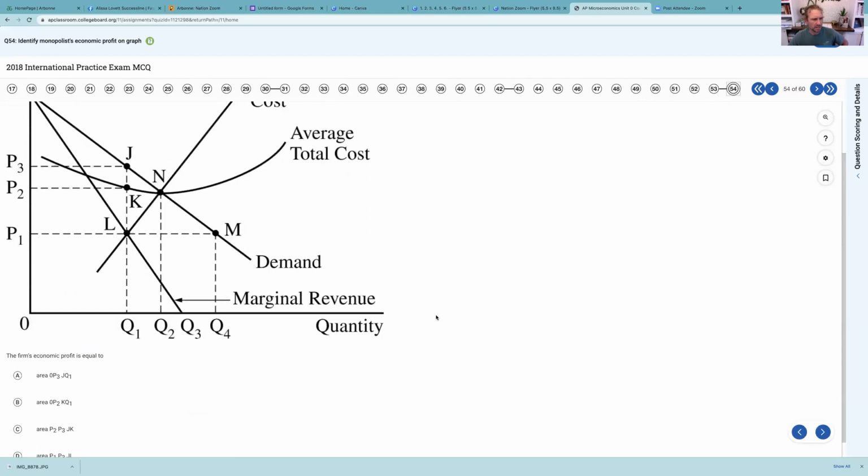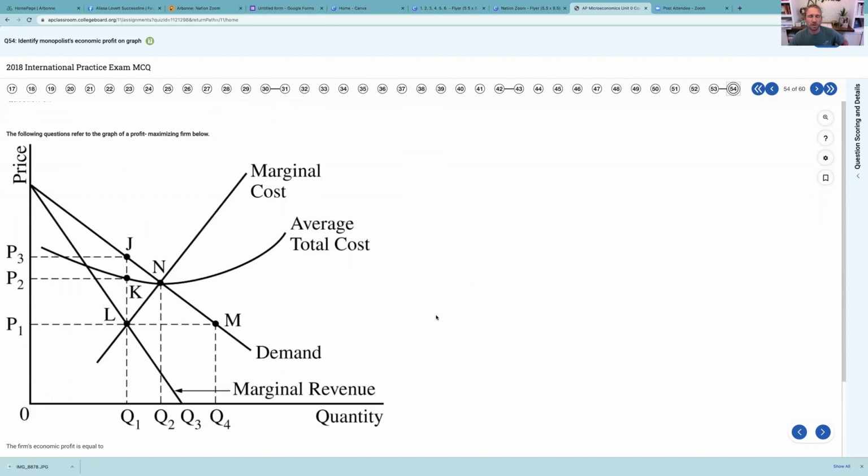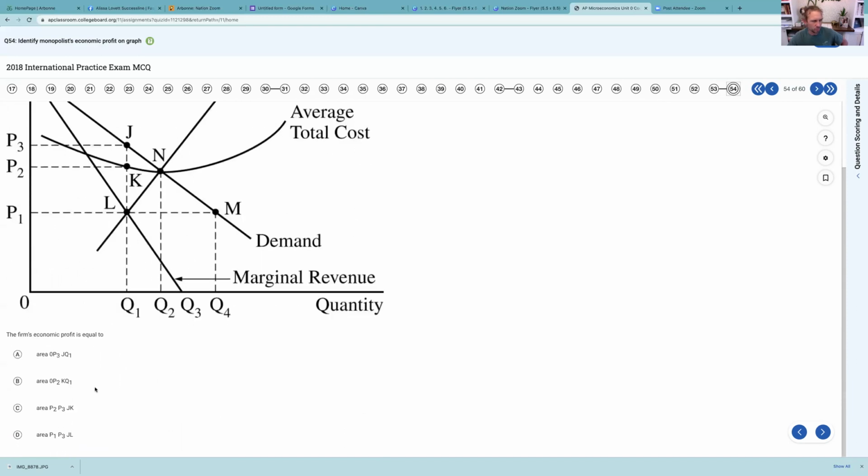Okay, 54, same graph. This says, what is the firm's economic profit? Profit is the revenue above the cost. So again, we just said revenue is this box from P3 over to J and down. Your cost is that quantity times average cost, Q1 up to K. So the area of profit is the revenue above the cost, P3, P2, K, J. I guess they were starting bottom left and going. So P2, P3, J, K. Answer choice C on 54.